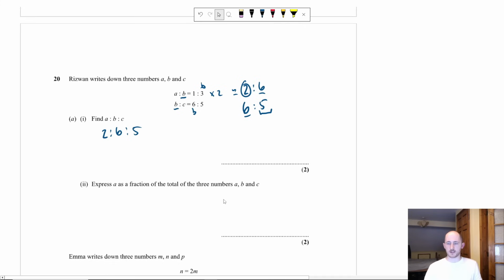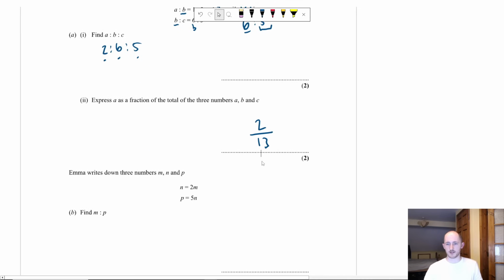Express A as a fraction of the total of the 3 numbers. We did this before, right, with the Kohler question. The number associated with A is 2, so we're going to do 2 over all 3 of these numbers added together. 2 plus 6 is 8, plus 5 is 13. And that is 2 marks.